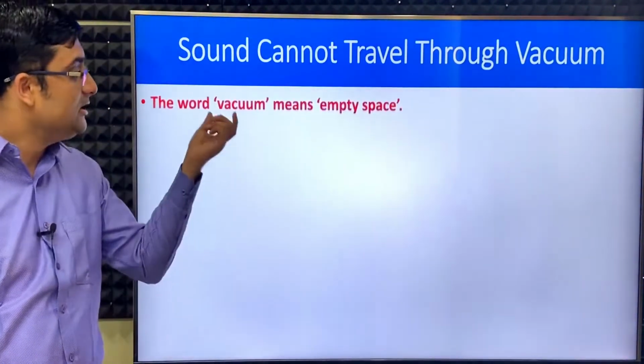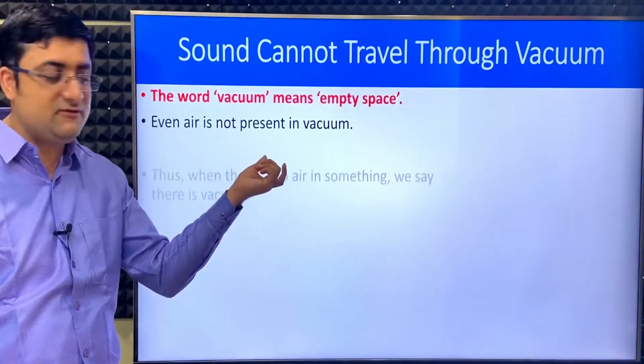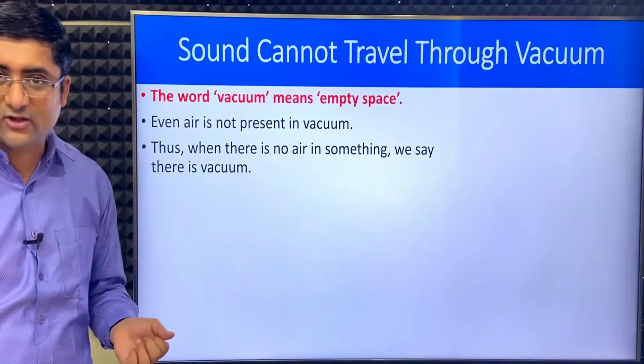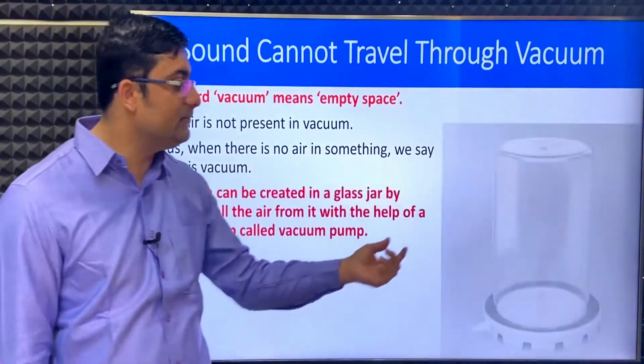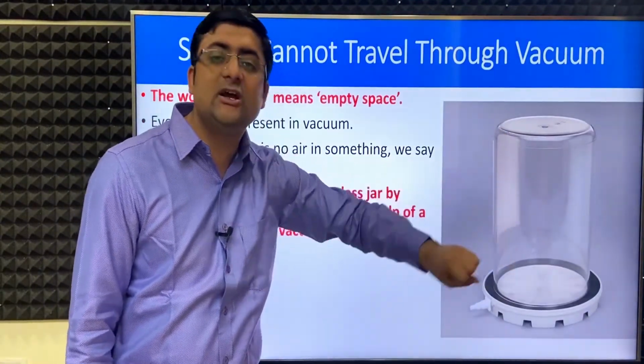So let's begin. The word vacuum means empty space. Even air is not present in vacuum. Thus, when there is no air in something, we say there is vacuum. So how exactly do we create vacuum? For example, take a glass jar over here. Initially air is there, simply suck out all the air.